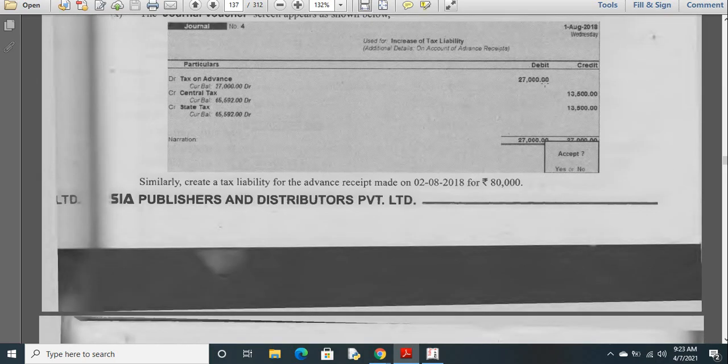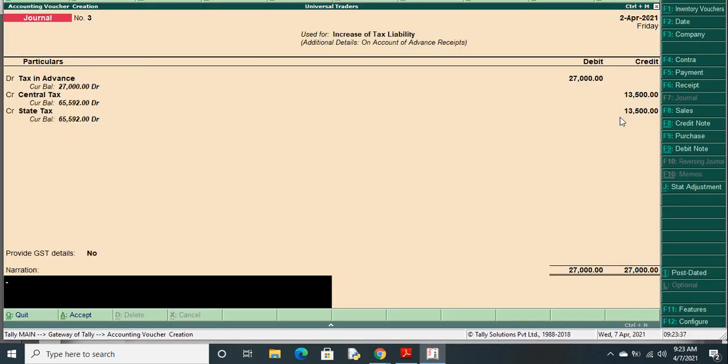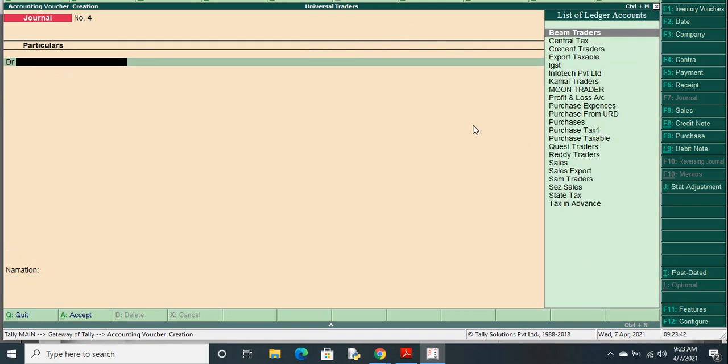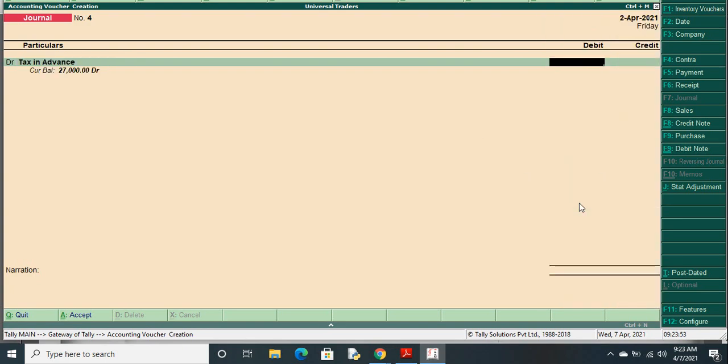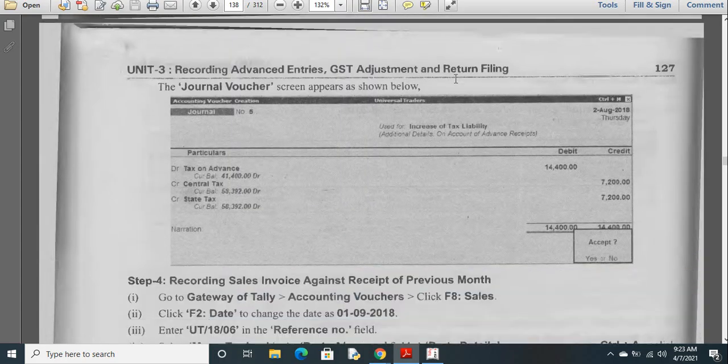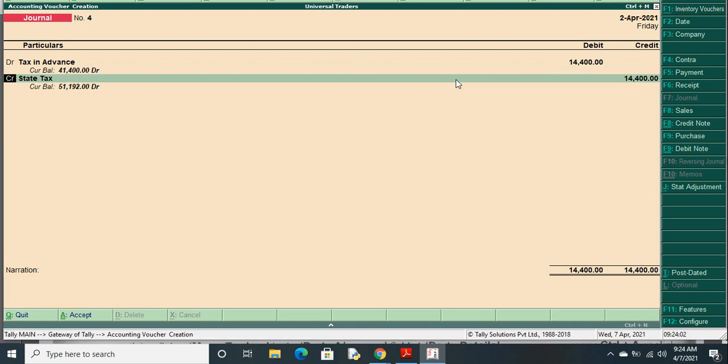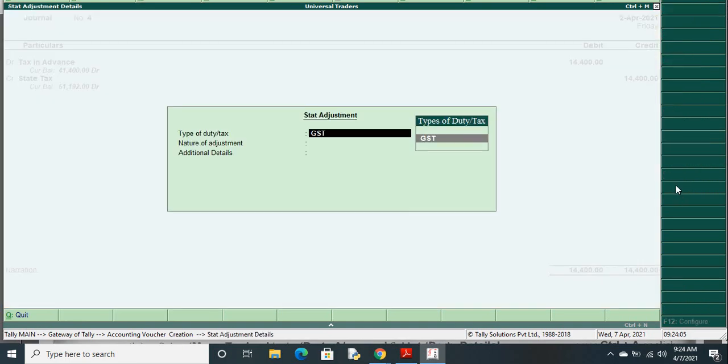In the same way, we go with the second tax amount. So the second advance we have paid, 8,000 we have paid, no? In that also we have some tax amounts, so that also we have to adjust. So again, tax in advance, so the second amount will be 14,400. Go with the same stats adjustment.